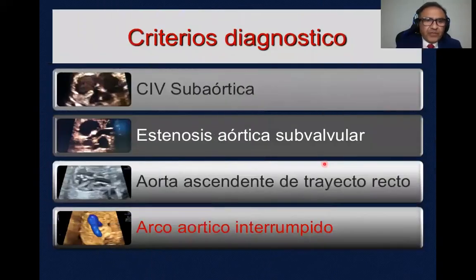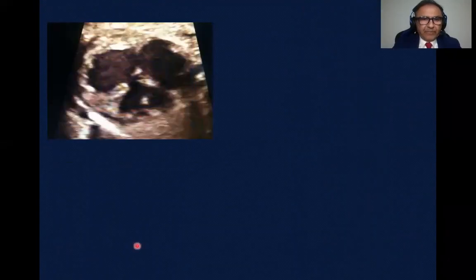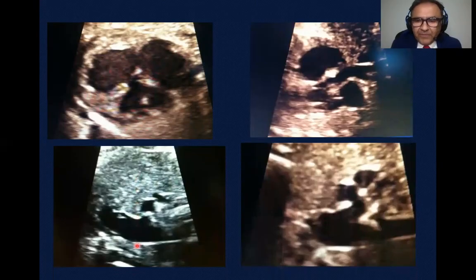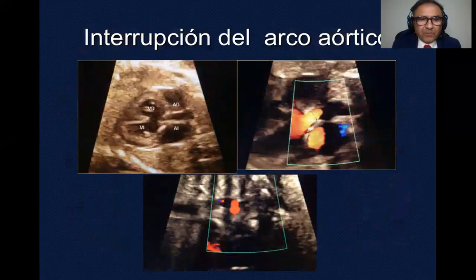The diagnostic criteria include the presence of a subaortic VSD, subvalvular aortic stenosis, an ascending aorta with a smaller diameter and a more vertical course, and on the 3-vessel and trachea view, there will be an interrupted aortic arch.